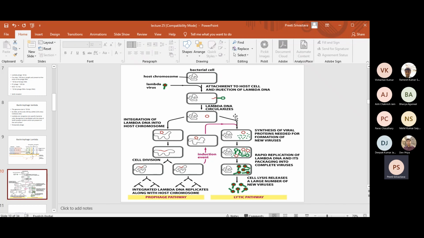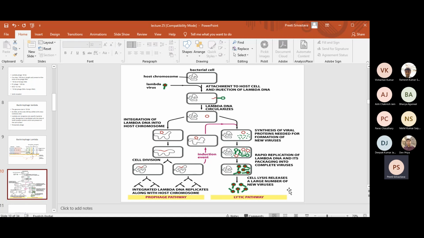The moment it attaches, the virus particle is injected inside the bacterial cell. The moment it is injected, synthesis of viral proteins takes place, because the viral DNA will start replicating, and then more and more viral DNA will be formed. The viral proteins will be formed, which will be required for the assembly of the virus. So what you see on the right side is that because of the rapid replication of lambda DNA, the lambda DNA gets packaged in the viral head, and ultimately the cell lyses and a large number of virions or virus particles are released. So this is the lytic cycle.